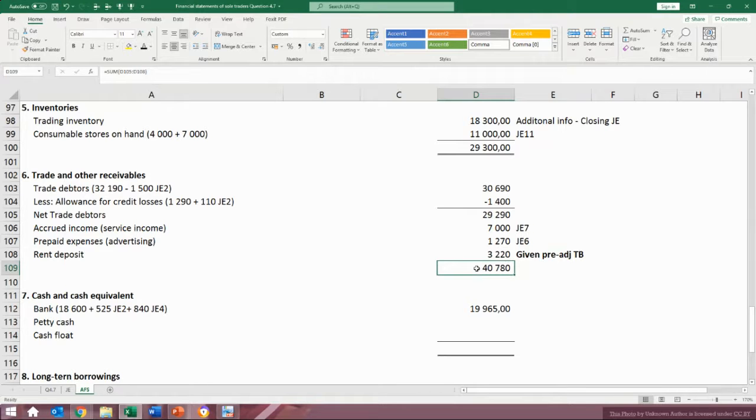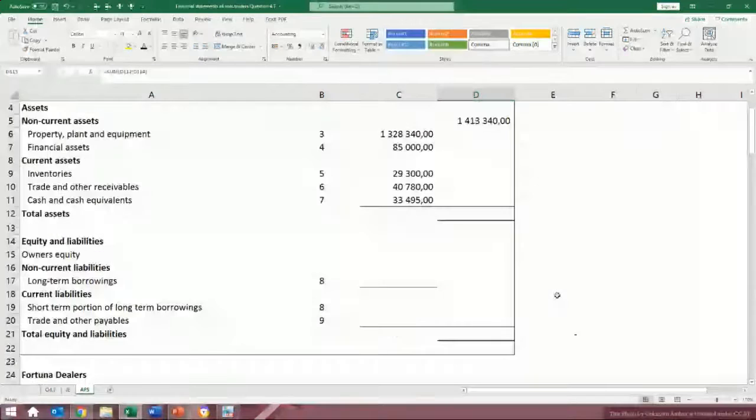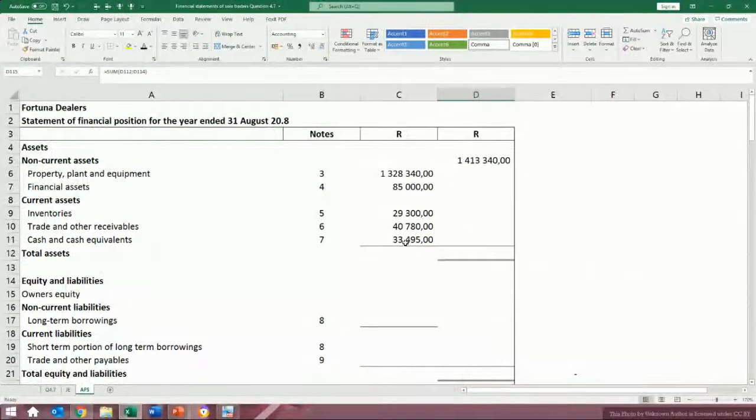So our trade and other receivables is 40,780. And then cash and cash equivalents, if you go through the rest of the trial balance, there was a cash float and petty cash that you had to add on here. There weren't any adjustments on those, so they were also based on the pre-adjustment trial balance to get to a balance of 33,495, which you then include at the top. Now, similar to your non-current assets, once you've shown all your current assets, you add them together to get to 103,000. Now, if I add the non-current and the current assets together, I get to a balance of 1.5 million.